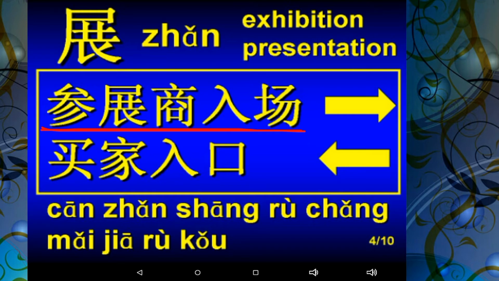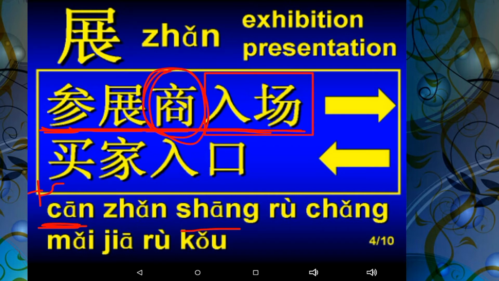Now, you might notice, I want to tell you a little bit. This is CAN, but it's pronounced TS. Zhan. Zhan, Shang. This character means business. Shang. Ruchong. Ruchong, like chango. Chango, monkey, chango in Spanish. Okay, you're learning a little bit of everything here.